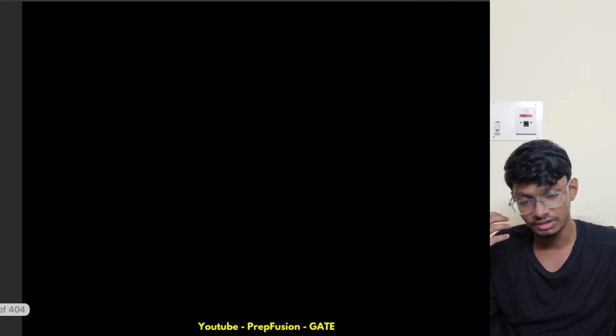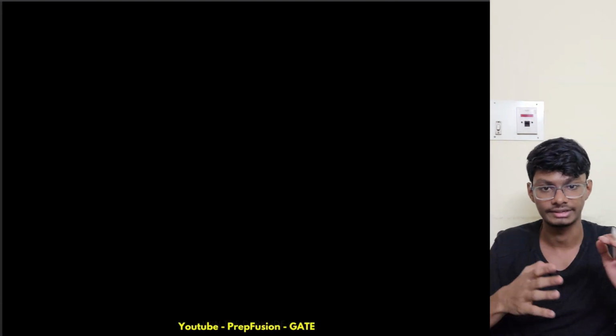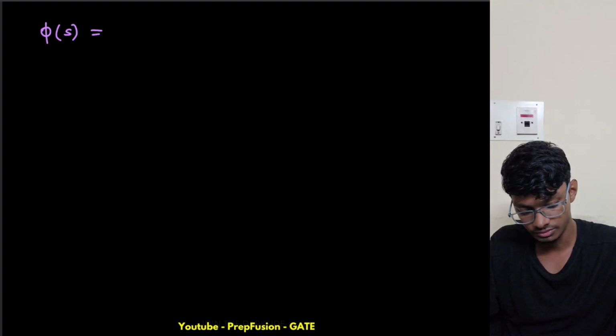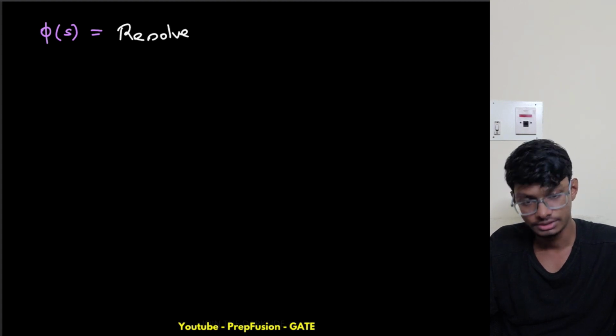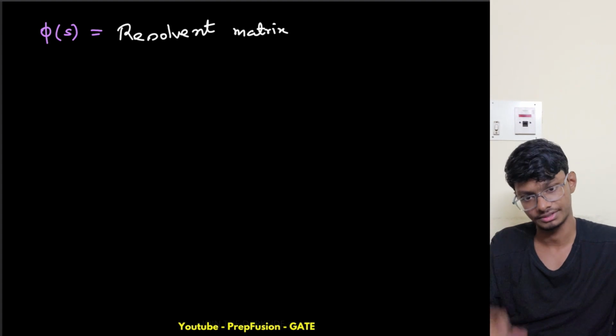So what do I call the phi of s? This is known as the phi of s. I call it the resolvent matrix. It is the Laplace transform of the state transition matrix. Don't need to think about this much, but this is just terminology, and we have to learn and know all these things. So phi of s is equal to the resolvent matrix.